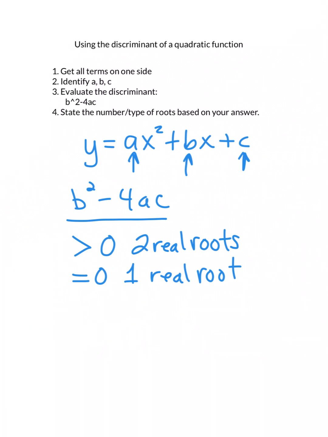And if you calculate the discriminant and it is less than 0, in other words, if it's a negative number, you're going to have 2 imaginary roots or 2 imaginary solutions, okay? And so all we're going to do is jump into some examples, and let me just go to the next screen.